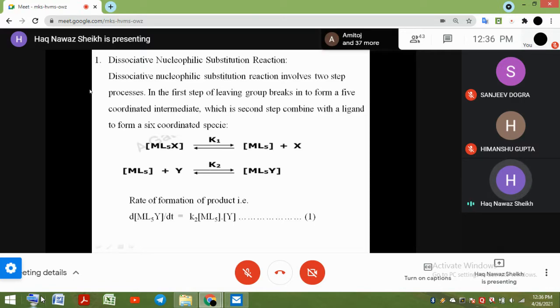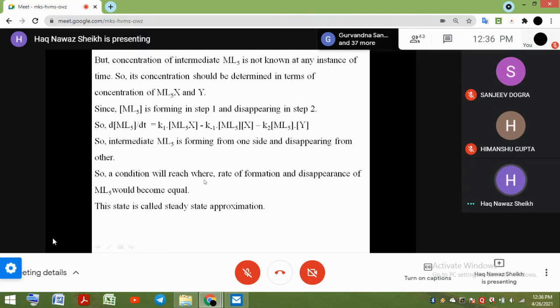The dissociative nucleophilic substitution reaction involves a two-step process, as I said. This should be small k, this should be bigger one, for the first arrow it should be small k. In the first step, the leaving group breaks. Now the rate of formation of the product is k2 ML5 Y, if the first step is fast and the second step is slow.